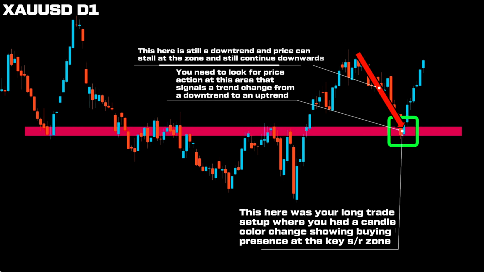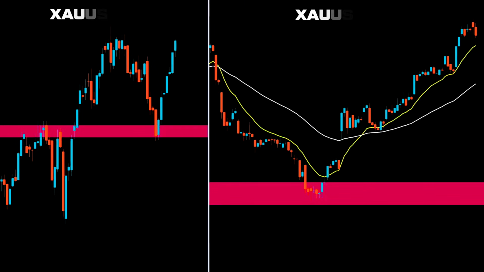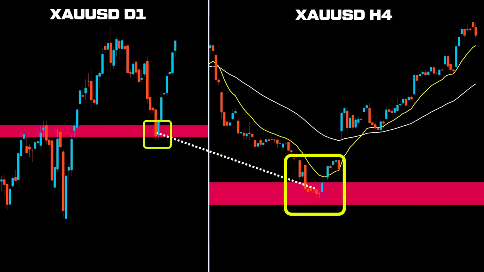At this stage, the short-term market structure could still be bearish, meaning price had the potential to continue lower despite the reaction at support. To gain additional confirmation, we move down to the 4-hour time frame. The support zone identified on the daily chart remains the same area of interest on the lower time frame, allowing us to study the internal price structure in greater detail.